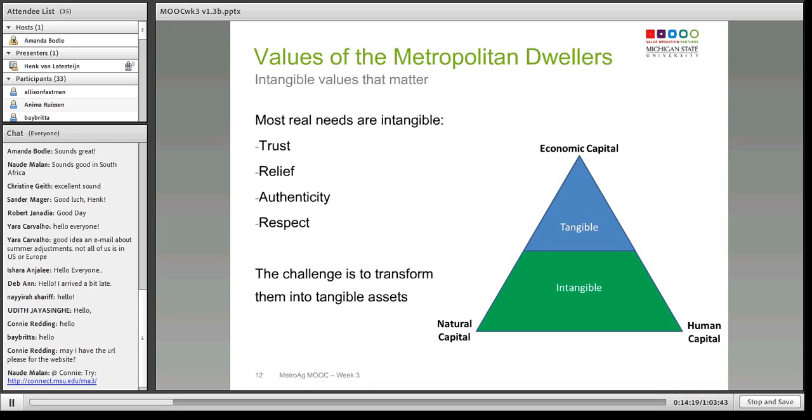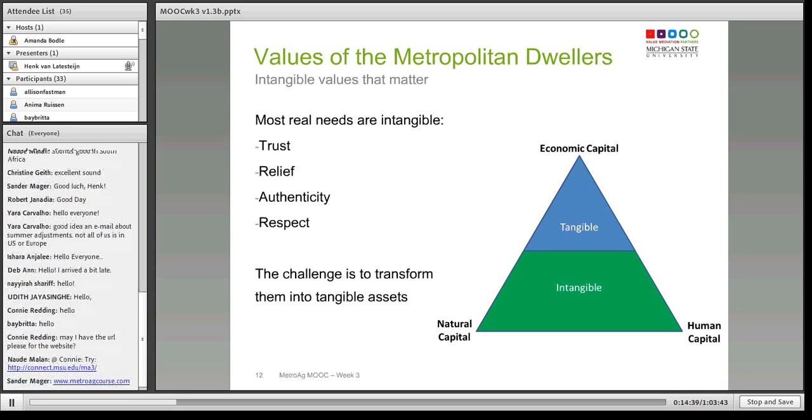Okay, back to the diagram here. The challenge then is to find ways of connecting intangibles like trust or authenticity to tangibles like a position in a market, margins, or even economic gains. Now, a connecting point becomes apparent if you start thinking about what makes people tick. And there are 4 examples here.